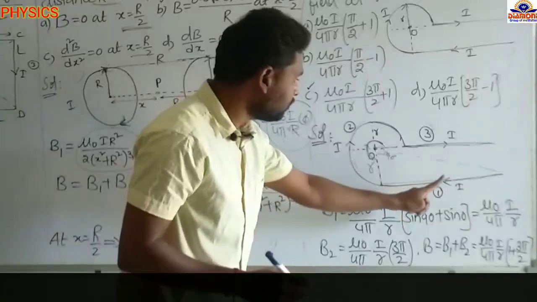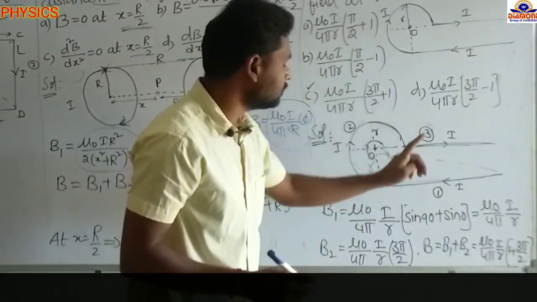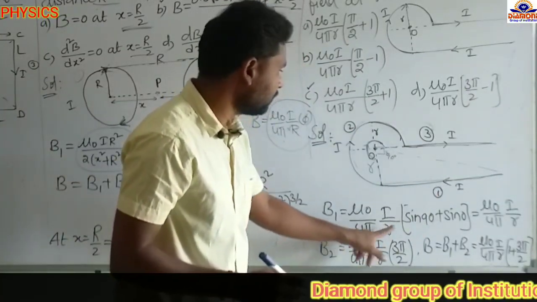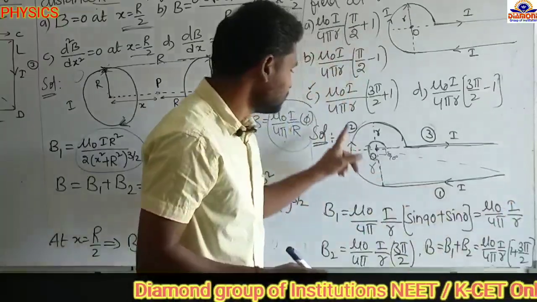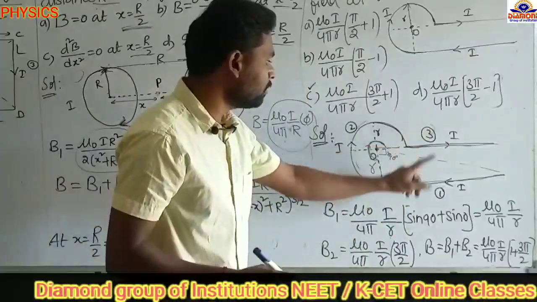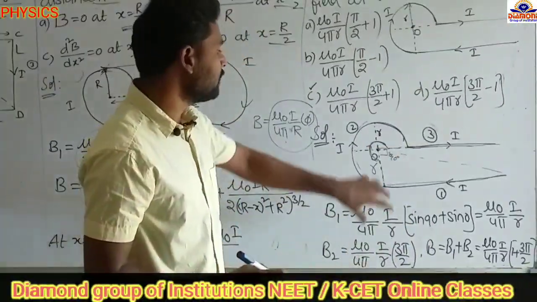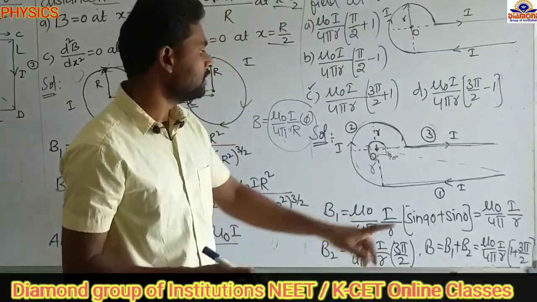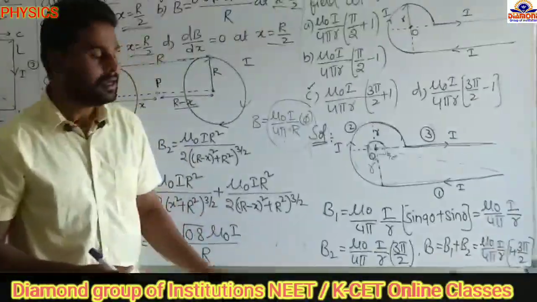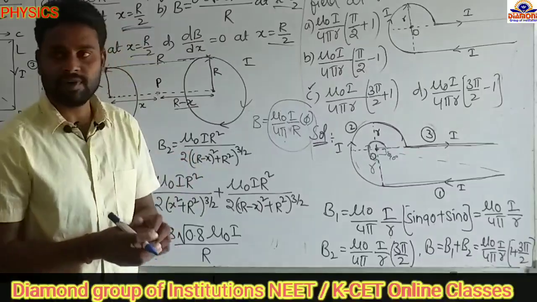So we have the first part, second part, and third part. The magnetic field for the first part we already got: mu naught by 4 pi into I by r. The second we also got already. For the third part the magnetic field is 0. That means the magnetic field here is due to the first part and second part only. Next we have to add or subtract these magnetic fields.